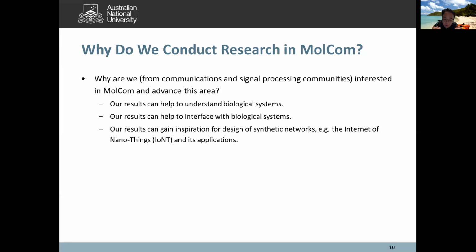And compared to other nanoscale communication paradigms, molecular communication is an important communication paradigm to support the exchange, the transmission, and the reception of information at the nanoscale. That is why, from the communication and signal processing perspectives, we have to investigate molecular communication. I can see that Ian Shah will deliver a talk on the Internet of Nano Things in the next few days, and I believe she will talk more about how we can use molecular communication to support the IoT and its applications.